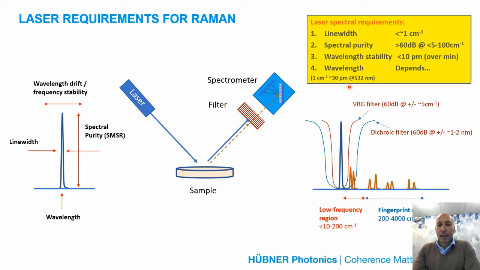Then we have the spectral purity of the laser, or the side mode suppression ratio. That is how far down you have to go from the main peak until you see some side emission from the laser source, and also how close this side emission is to the main peak. Because the Raman scattering efficiency is very low, in order to be able to read out these Raman peaks, there must be no emission whatsoever from the laser source itself, down to typically even more than 60 dB from the laser peak.